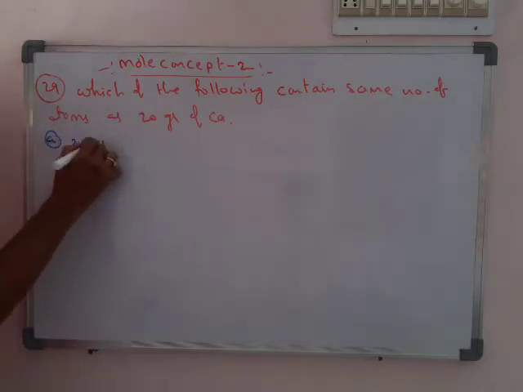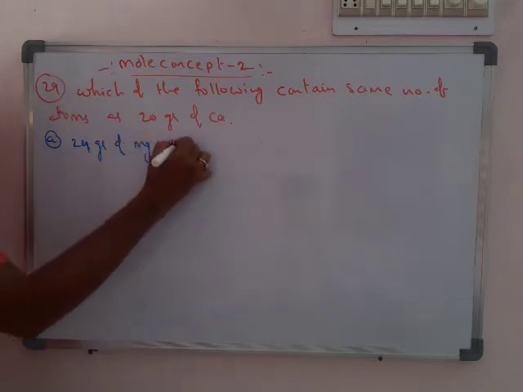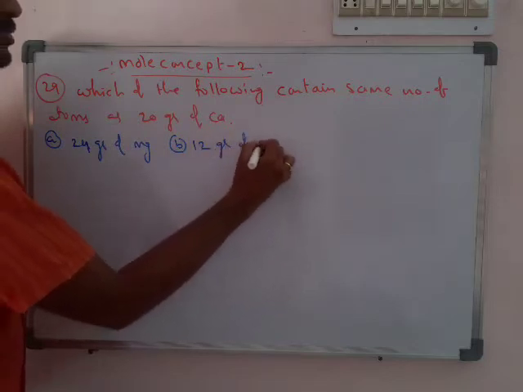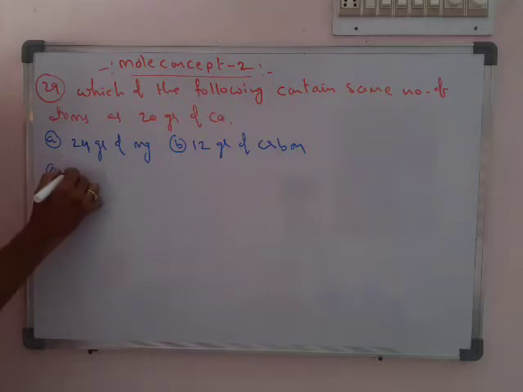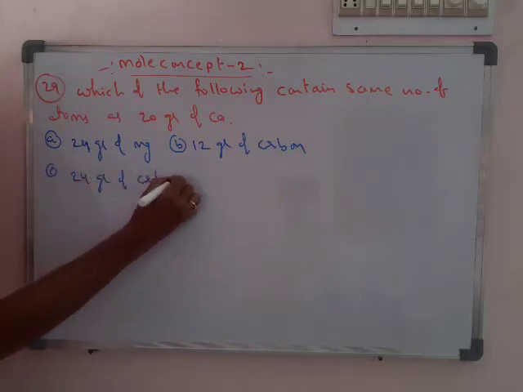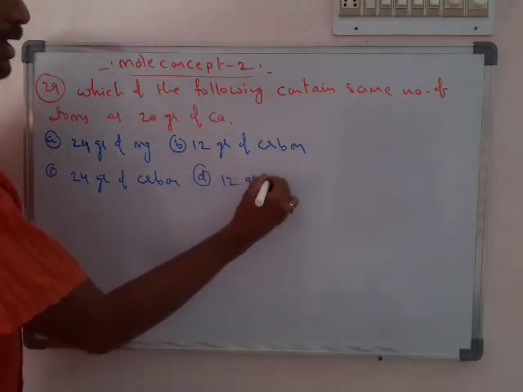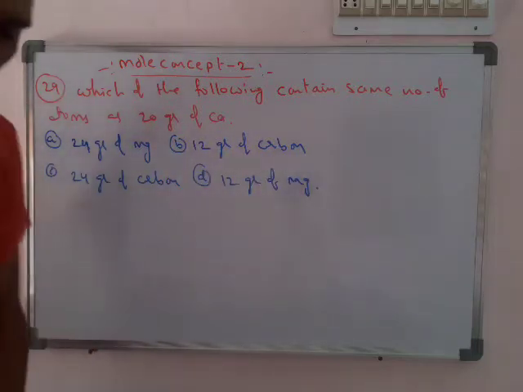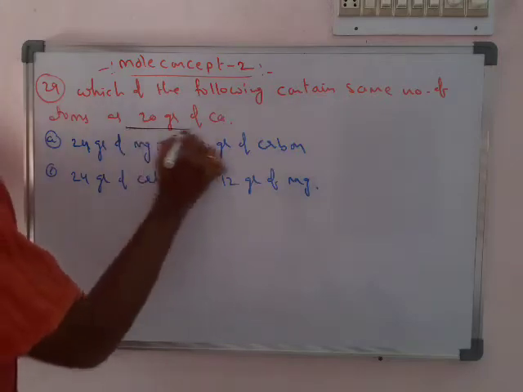The options are 24 grams of magnesium, 12 grams of carbon, 24 grams of carbon, and 12 grams of magnesium. Let's first see about the question. In the question, what is given? 20 grams of calcium.